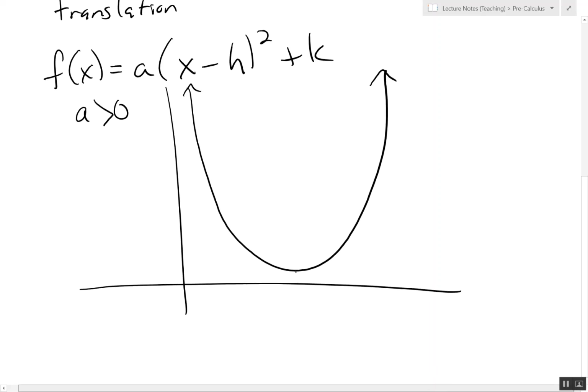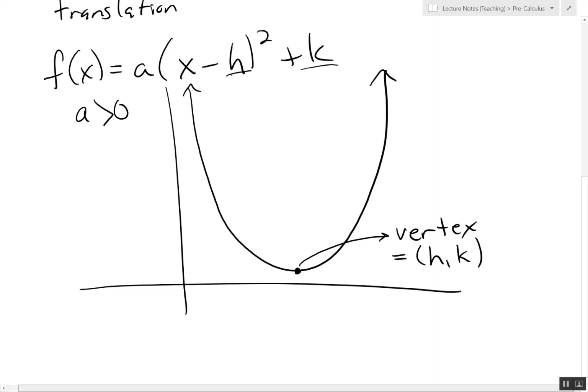So I have some parabola here. And this point here, which is the lowest point on the graph in terms of y, is called the vertex. And the vertex is always going to be equal to (h, k). So notice that these values in the equation will automatically tell you where the vertex is every time. But this h also has another meaning.